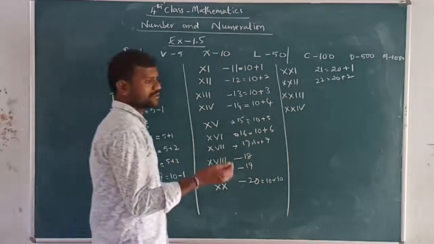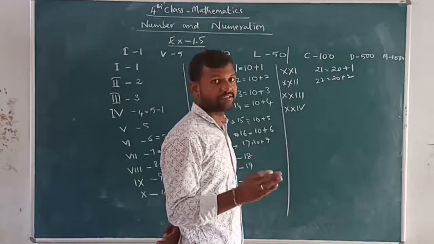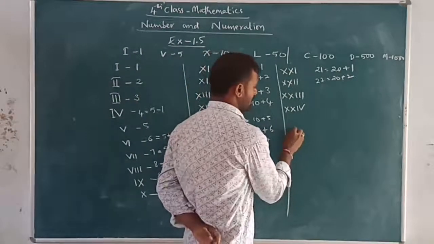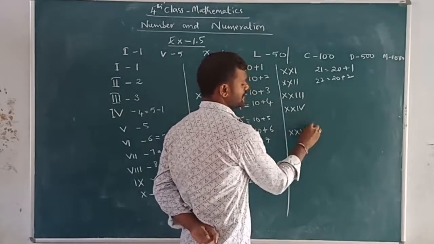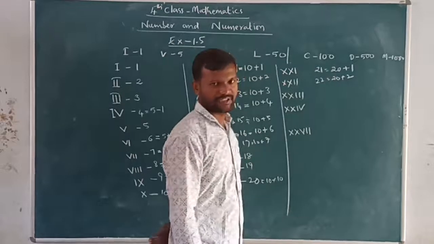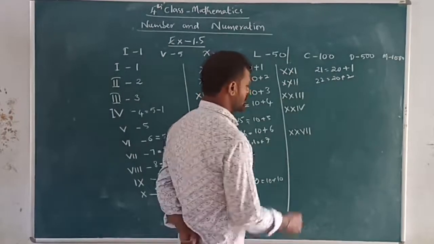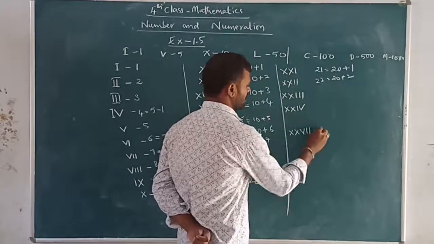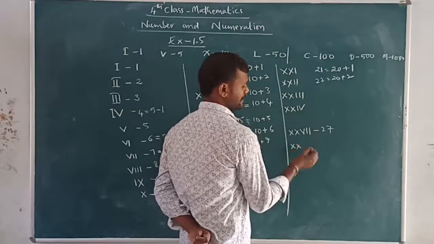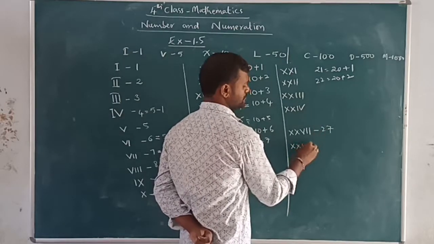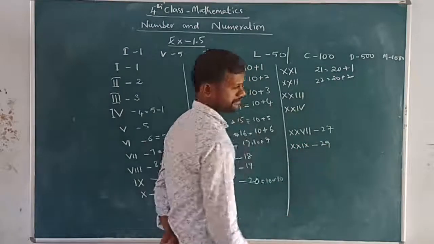Okay? If I want to write 27: 20 means 2 X's, and 7 means this is 7. That is 27. Next, 29. How can we write 29? 20 and 9. What is 9? This is 9. So it is 29.